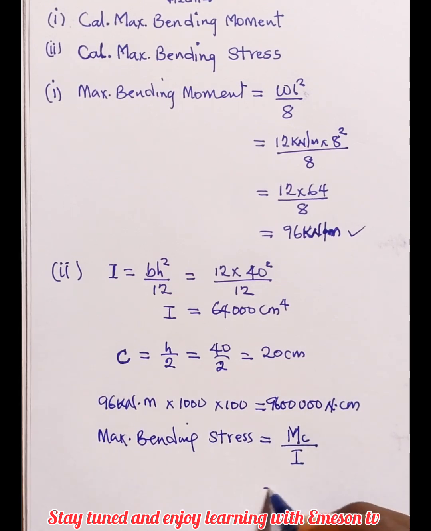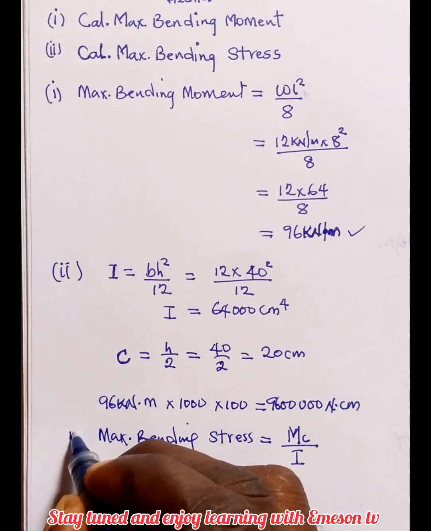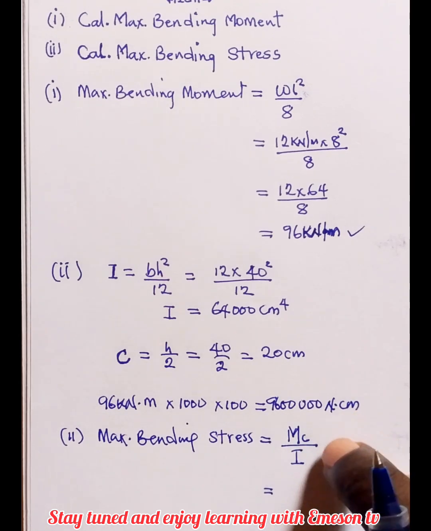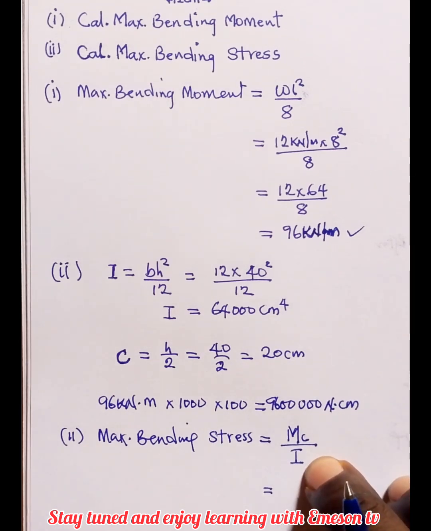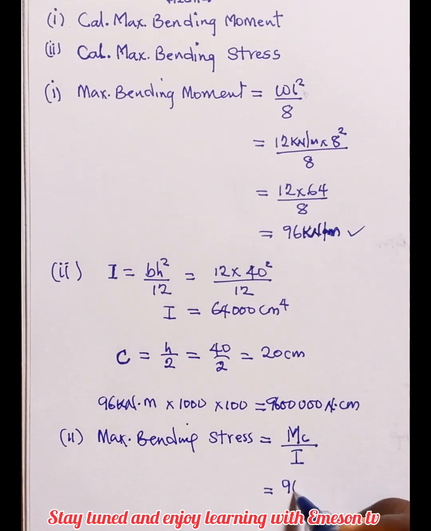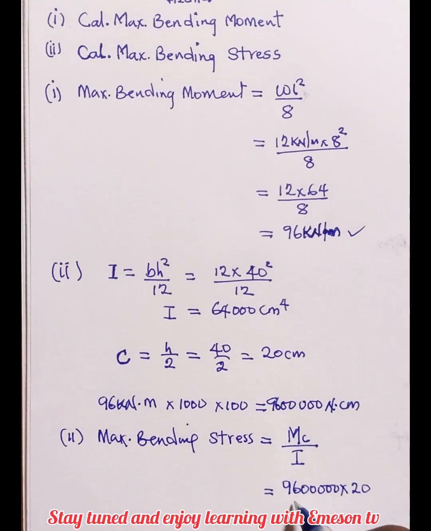So this is the formula to calculate the maximum bending stress, where M stands for what? Maximum bending moment. C stands for what? The perpendicular distance from the center to the outer edge, and I is area moment of inertia. So we have gotten this to be this. Let's put it inside the formula. Our C is what? 20. Our I is what? 6400 cm to the power of 4.